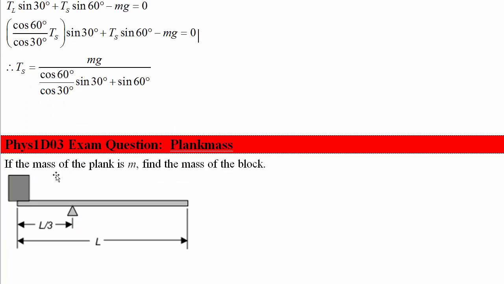Exam question from 1D03, number 2, plank mass. If the mass of the plank is m, find the mass of the block, given that this is in static equilibrium. So the mass of the plank means there's a weight of the plank right here in the middle of it. So how far is this from this piece? It's 1/6 of the length away.